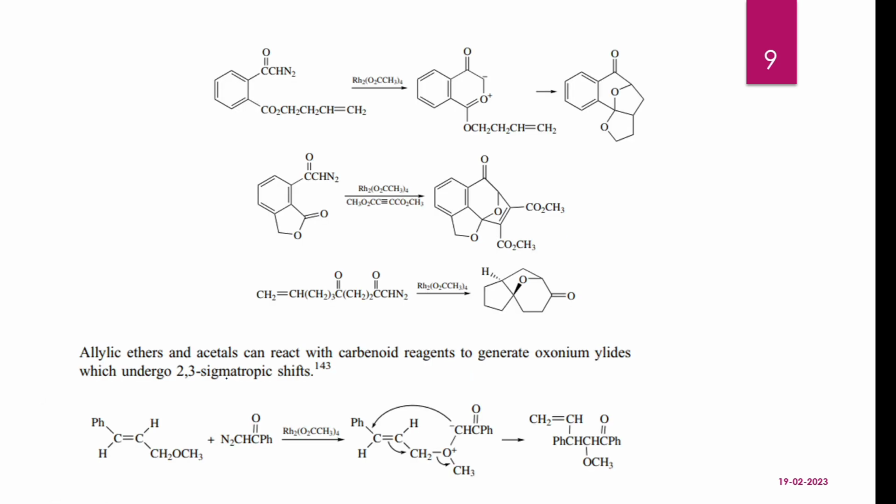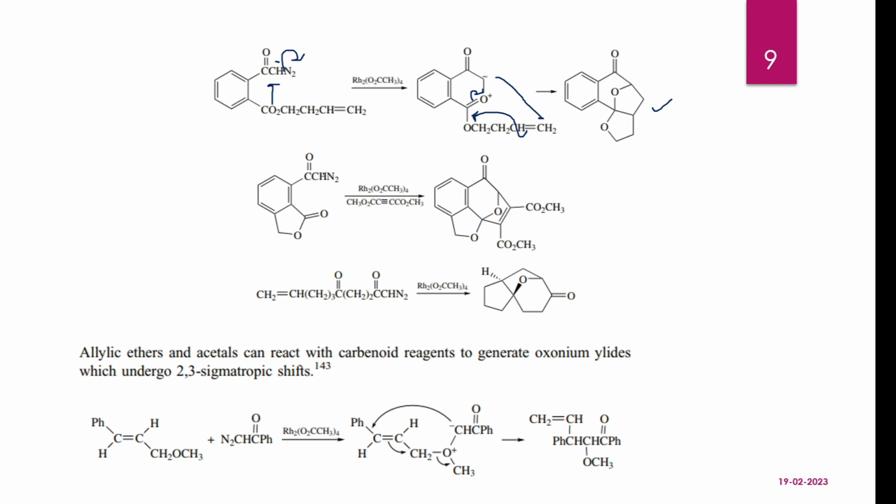Similarly, there are some examples of this kind of ylide formation. What will happen here? The same thing is happening again and again. The N2 will get removed and there will be a carbene system. Then this carbonyl group will add here, giving us this type of ylide system. And when there is a double bond, there will be a 1,3 dipolar cycloaddition reaction. Okay, this will be our product.